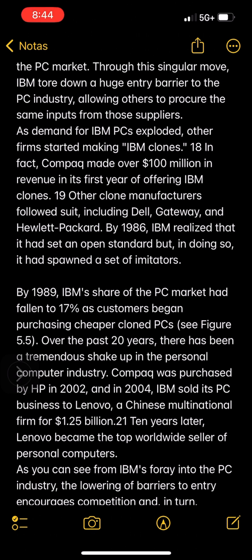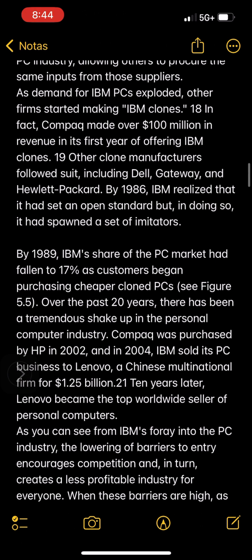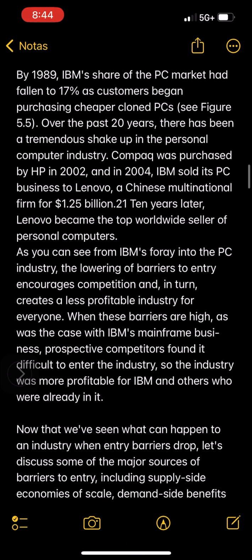As demand for IBM PCs exploded, other firms started making IBM clones. In fact, Compaq made over $100 million in revenue in its first year of offering IBM clones. Other clone manufacturers followed suit, including Dell, Gateway, and Hewlett-Packard. By 1986, IBM realized that it had set an open standard, but in doing so, it had spawned a set of imitators. By 1989, IBM's share of the PC market had fallen to 17% as customers began purchasing cheaper cloned PCs.